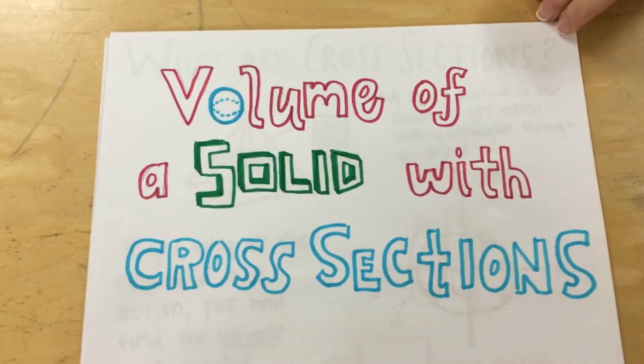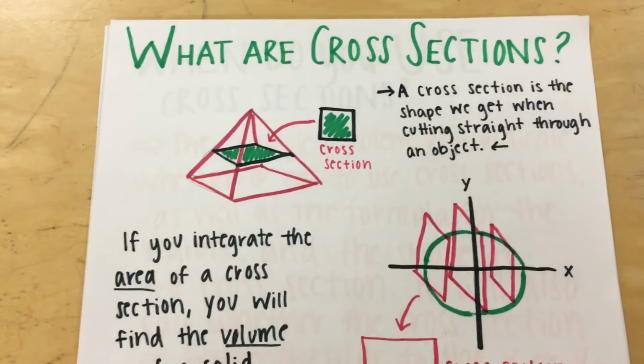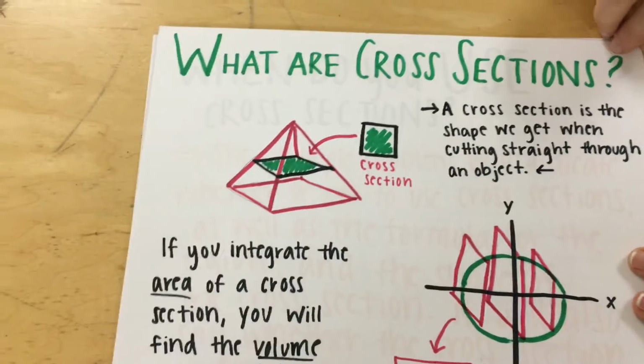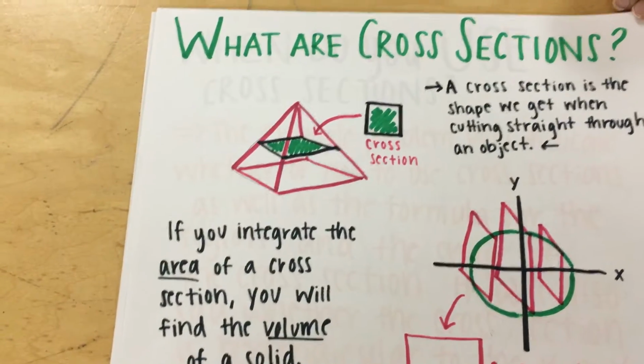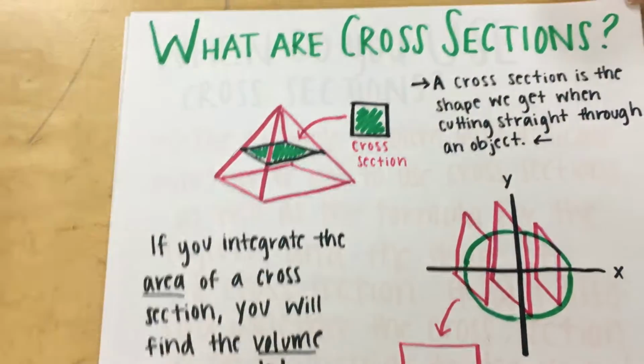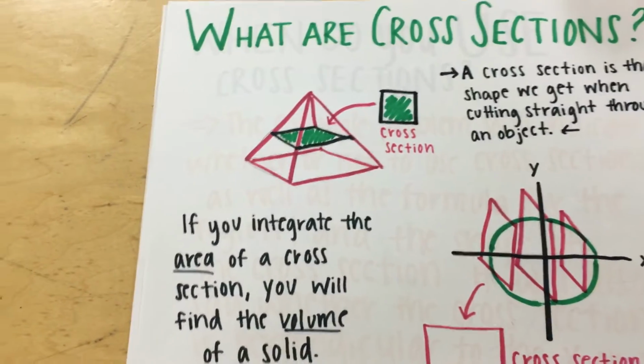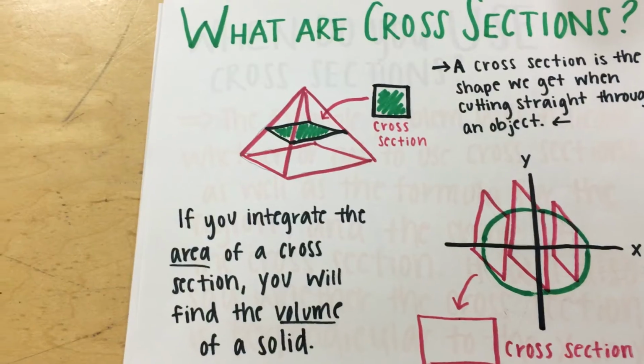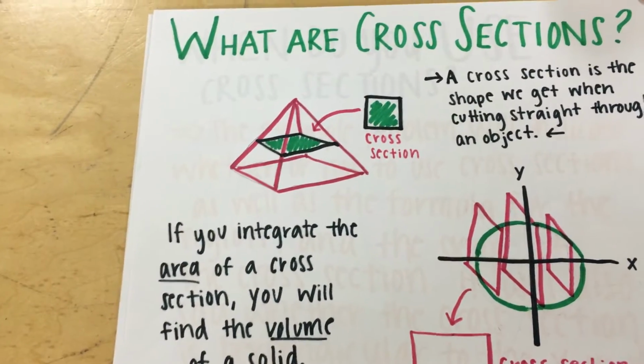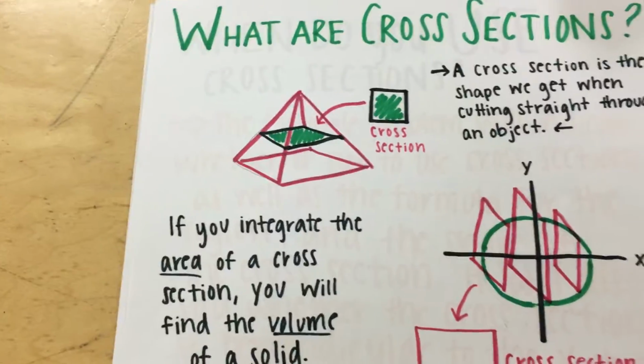Volume of a solid with cross-sections. Okay, so what are cross-sections? A cross-section is the shape that we get when cutting straight into an object, like this right here. It's basically just little tiny slices of a solid. So that's important because if we can find the area of the cross-section, you can integrate it to get the volume of a solid.